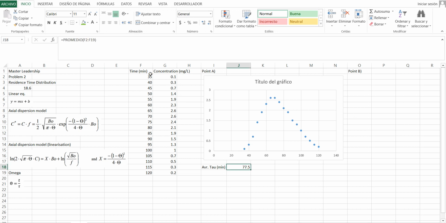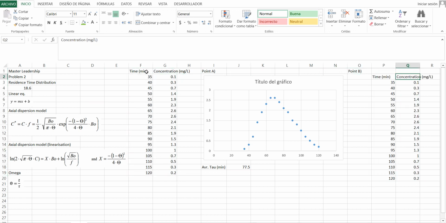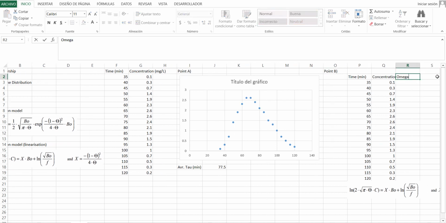So let's copy and paste all the data that we need and start by calculating omega. I'm going to copy and paste this equation because it's going to be useful for this point. Omega is time divided by tau, so the time divided by the average residence time that we calculated from the previous point. Don't forget to lock cells that are not going to be moved. So we have omega, nice.